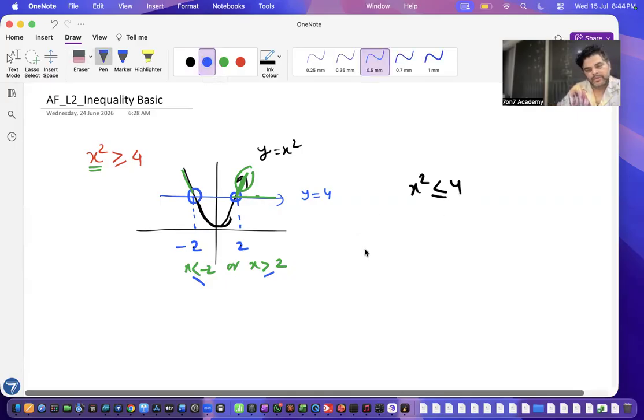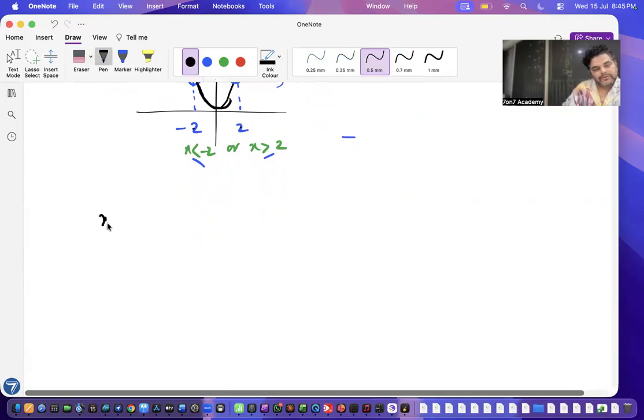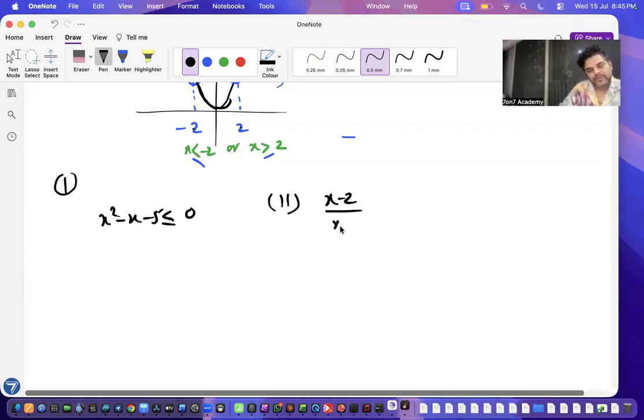So now let's do a few questions, you can do it. If I have x square minus x minus 1 less than or equal to 0, can you solve it? Second, if I have x minus 2 over x plus 2 more than or equal to 0, can you solve it? And x plus 2 over x minus 2 more than or equal to 0, can you solve these three?